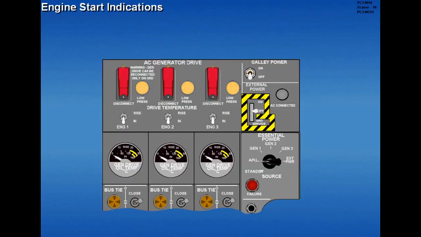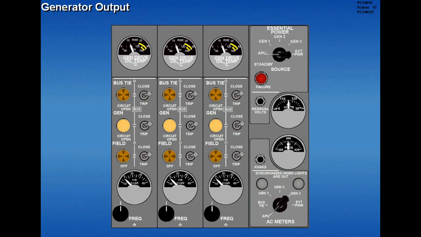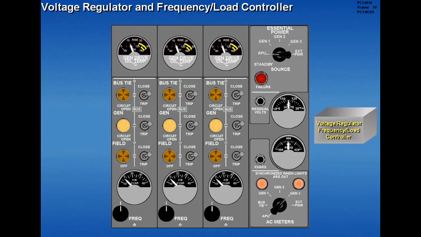During engine start, when CSD oil pressure reaches a predetermined value, the respective low pressure light extinguishes, and the CSD oil temperature indication increases. After all three engines are started, engine-driven generator output is monitored by rotating the AC meter selector switch to the respective generator position. A voltage regulator and frequency load controller automatically controls generator voltage and frequency.